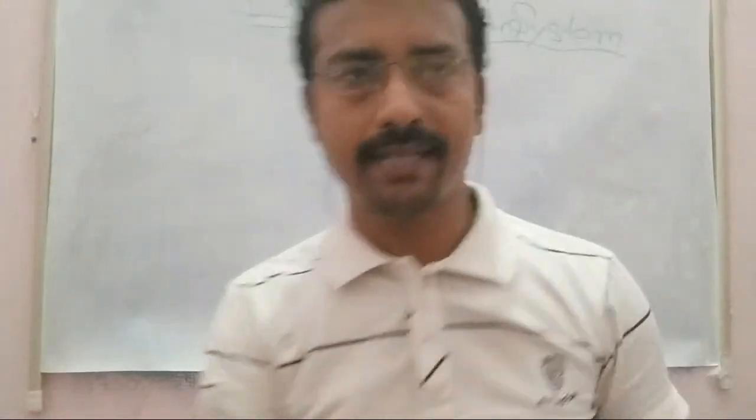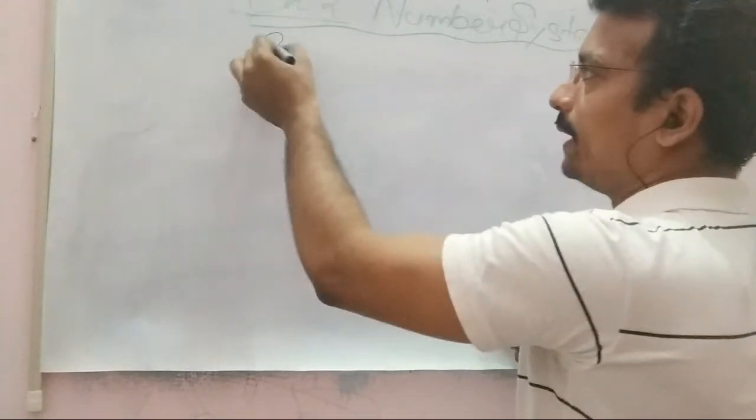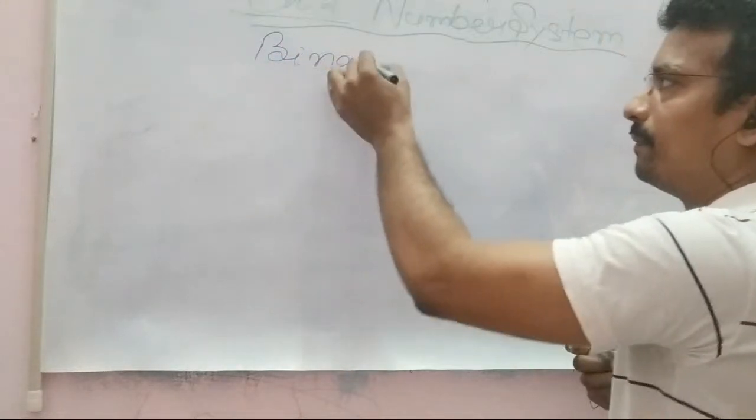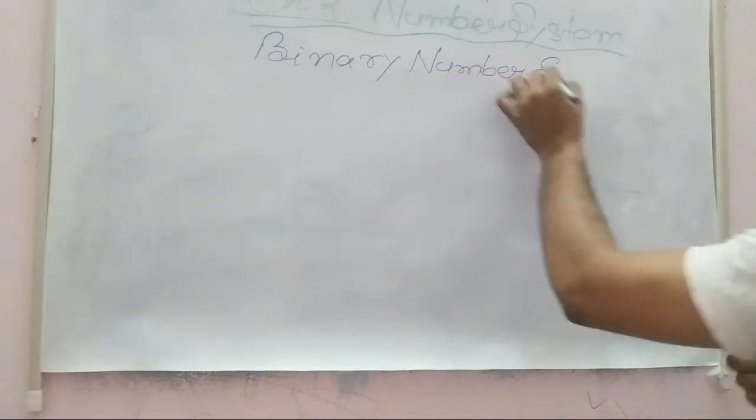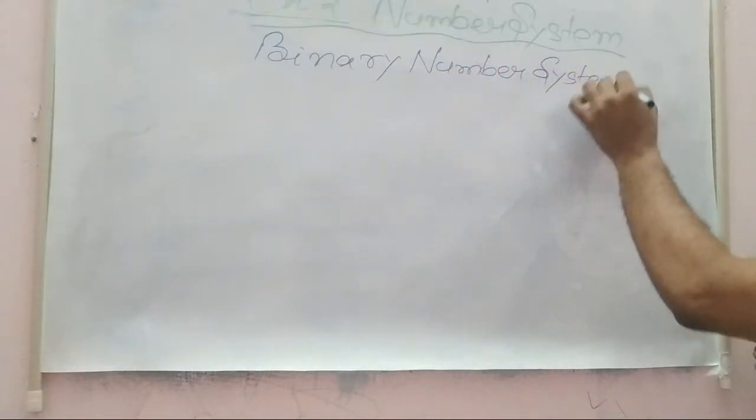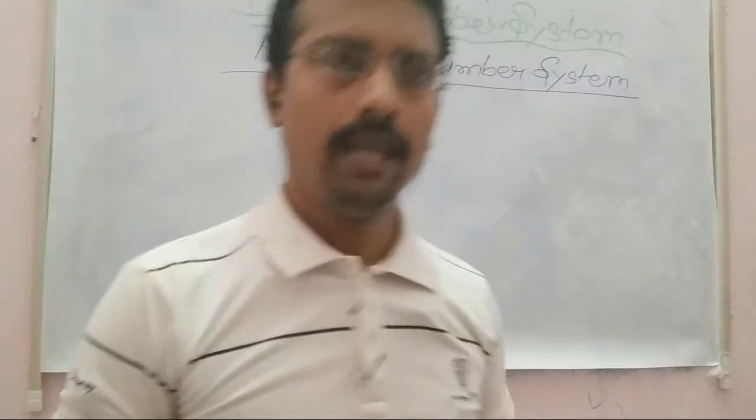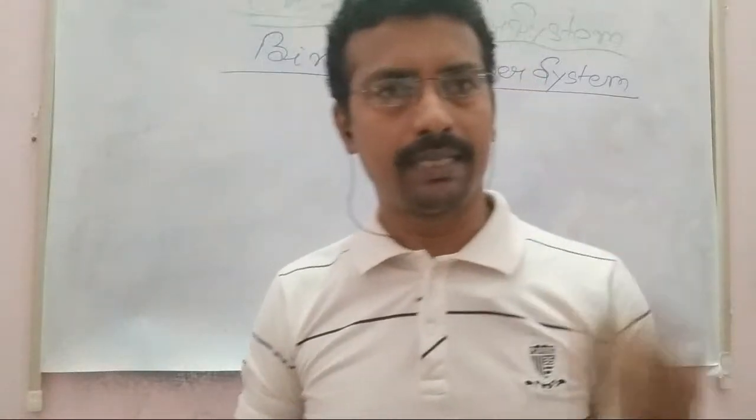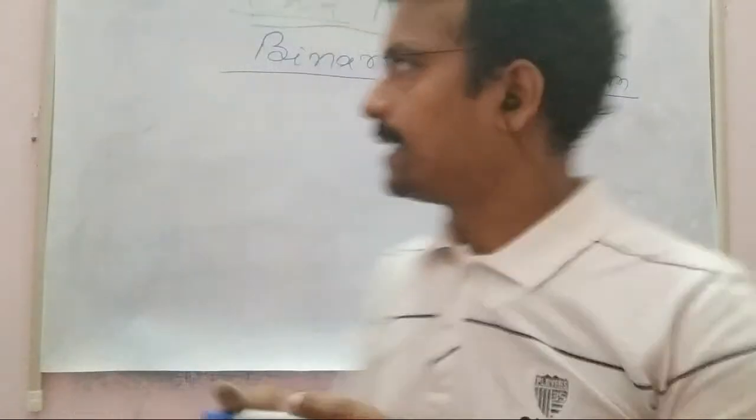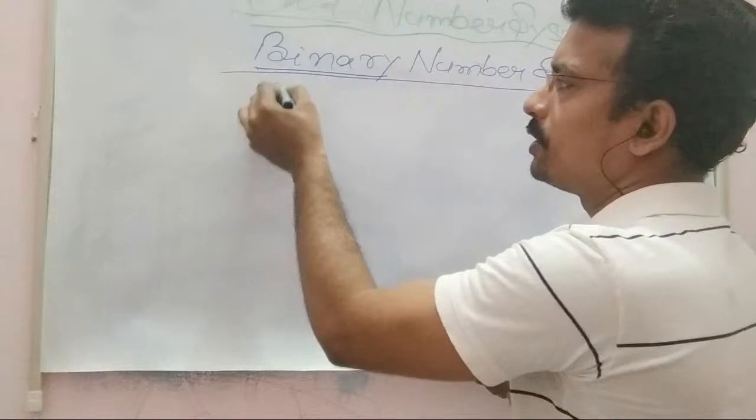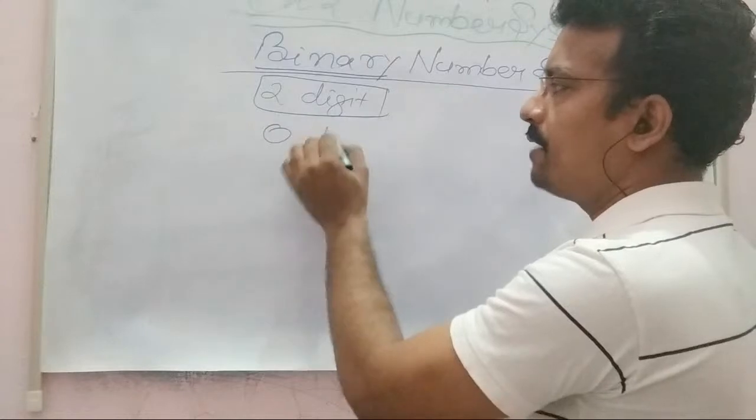We are going for the next number system. Next number system is binary. Binary number system is going to describe for you all how we can represent a number in two digit format. Two digit, that is, binary means two digits that range 0 and 1.